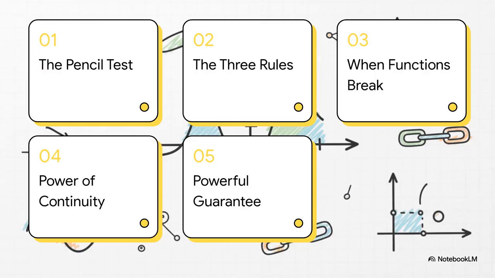All right, so here's the game plan. We're going to start with that simple pencil test. From there, we'll build up the 3 official rules of continuity. Then we'll check out all the different ways a function can break, what mathematicians call discontinuities. After that, we'll see why this all matters, the real power behind it. And we'll wrap up with a really powerful guarantee that continuity gives us. Sound good? Let's dive in.